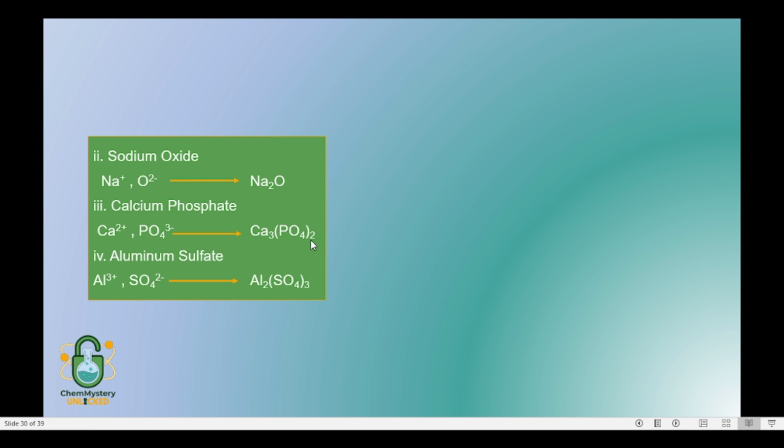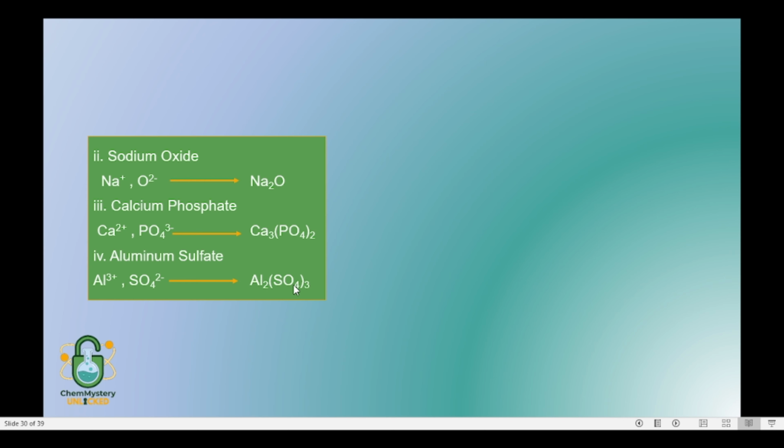Now aluminum sulfate. Aluminum has a charge of 3 plus and sulfate has a charge of 2 minus. The charge of sulfate comes with the aluminum and the charge of aluminum comes with the sulfate. So we cross over the valencies. So it becomes Al2(SO4)3, and the 3 comes outside the bracket.